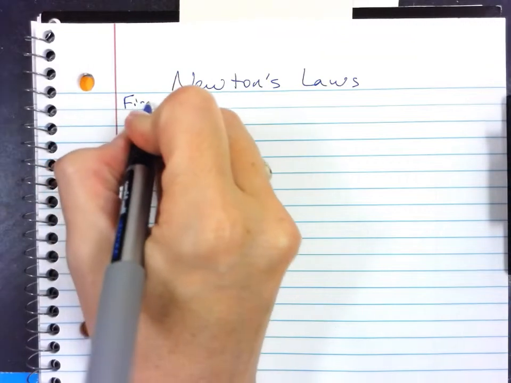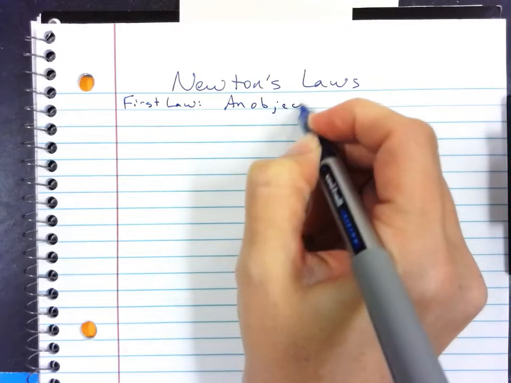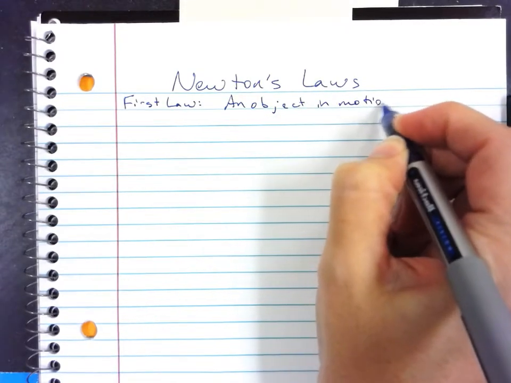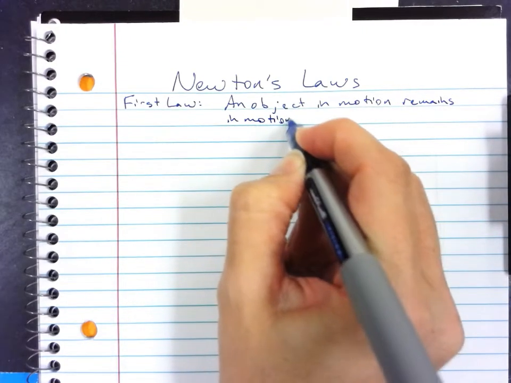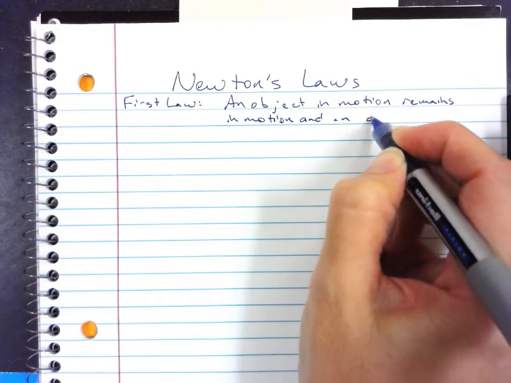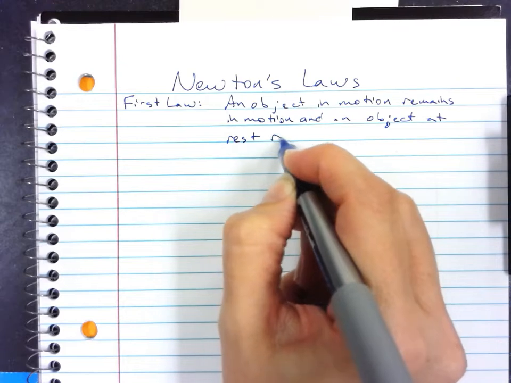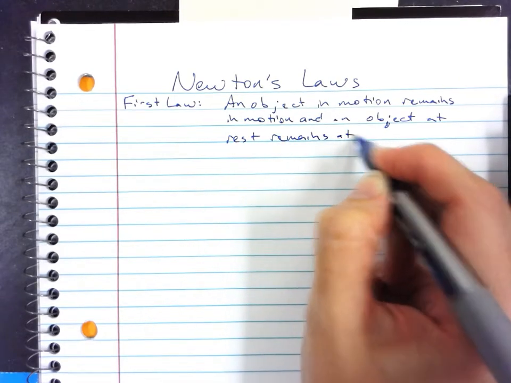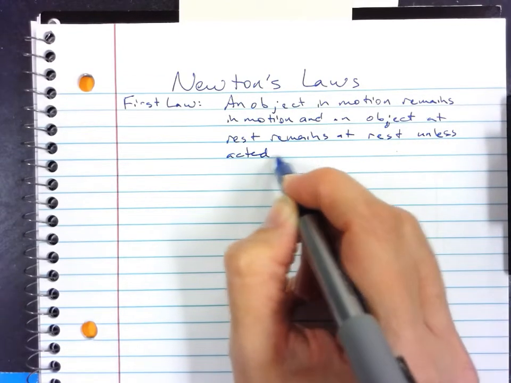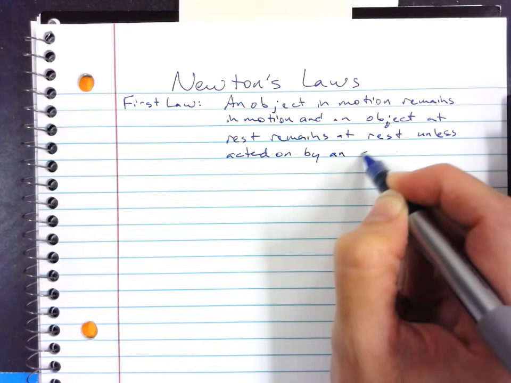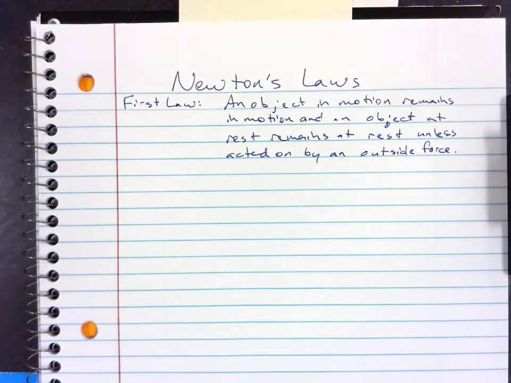So we have the first law, which is often said, an object in motion remains in motion, and an object at rest remains at rest unless acted on by an outside force. So that's the long version.